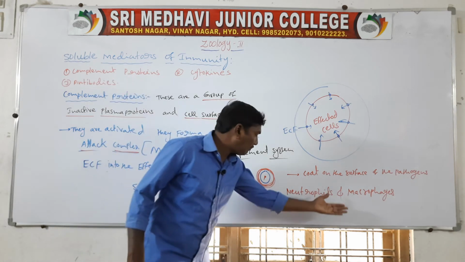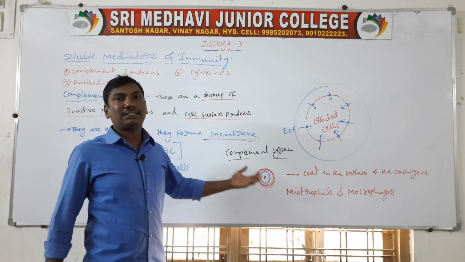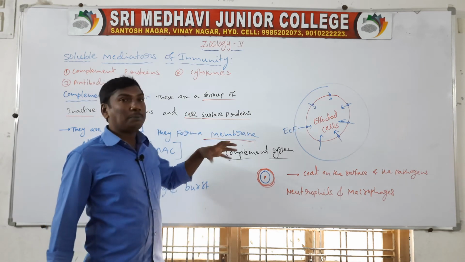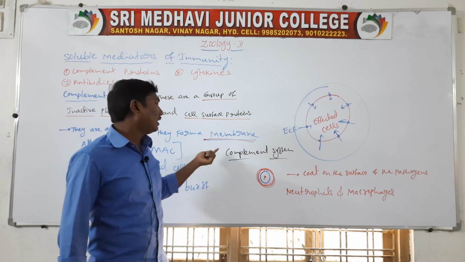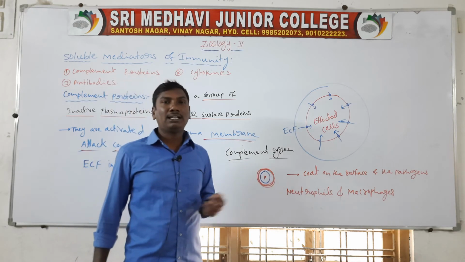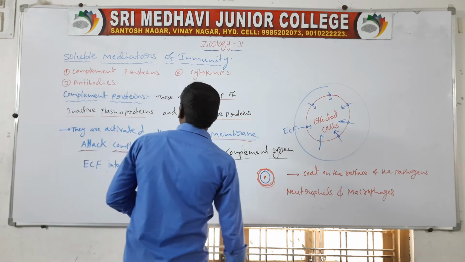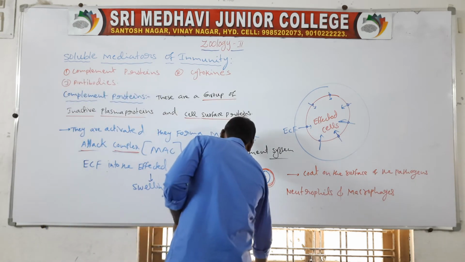These neutrophils and macrophages are phagocytosing, eating the foreign particles. These are the complement proteins. The effects are called the complement system. They are called complement proteins. Next, the second one: cytokines.